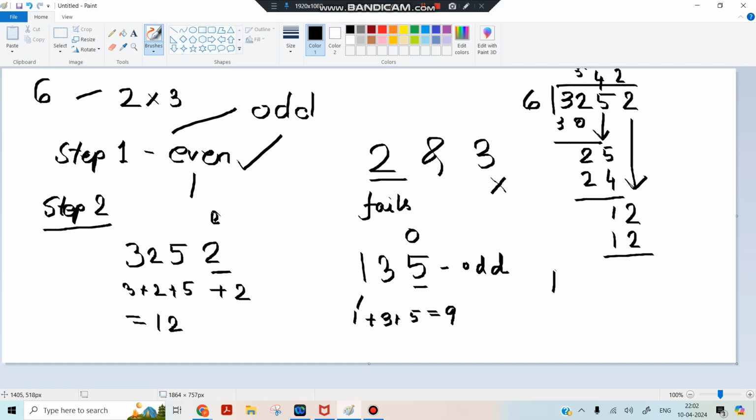So even if you try to check if it is divisible by 6 or not, let's check it out. 6 times 2 is 12. Get a remainder 1 and 15. 6 times 2 is 12. So you get the remainder as 3. So 135 is not divisible by 6. Okay.